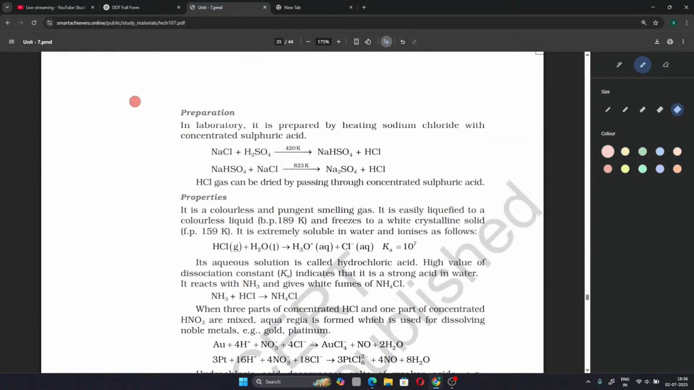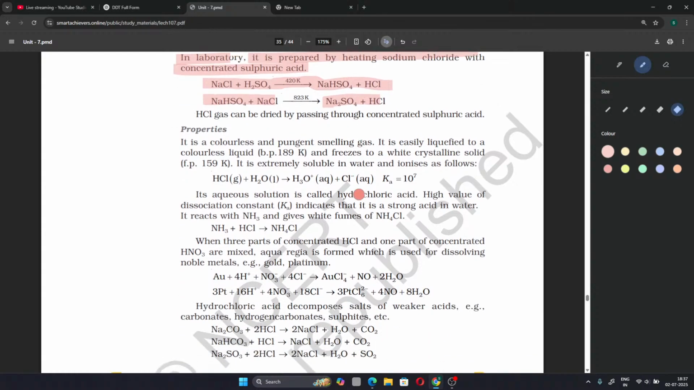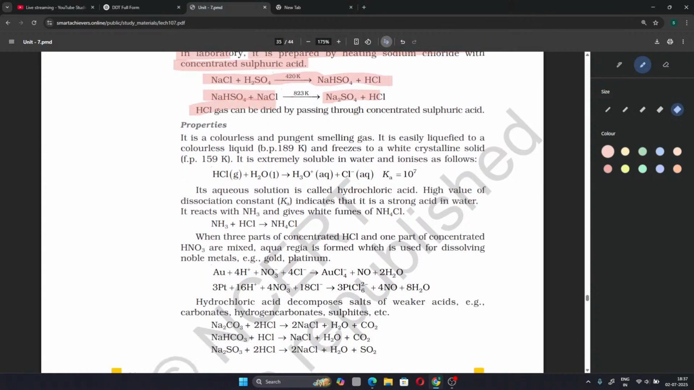Preparation of hydrochloric acid. In the laboratory, it is prepared by heating sodium chloride with concentrated sulfuric acid. This is basically the method Glauber used. NaHSO4 plus HCl. With this NaHSO4, if we heat again with NaCl, we will get Na2SO4 plus HCl. HCl gas can be dried by passing through concentrated sulfuric acid.